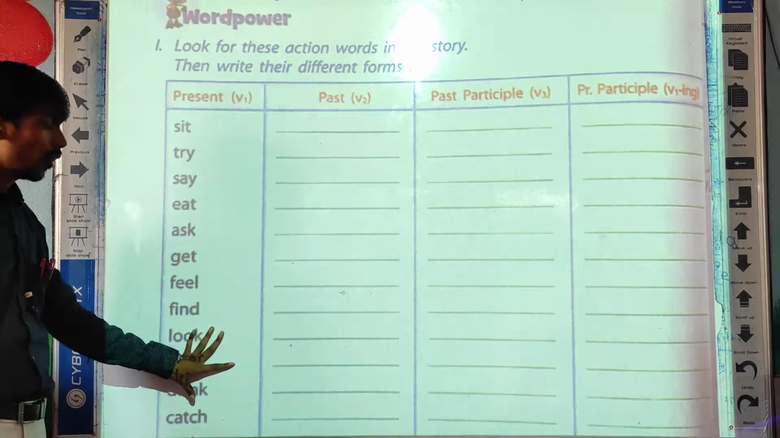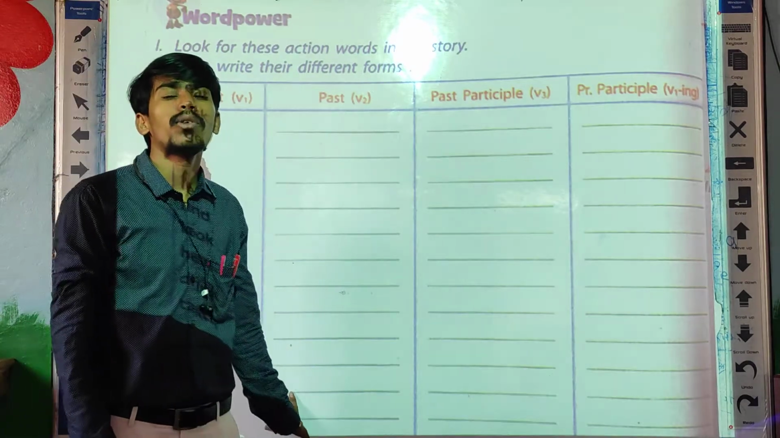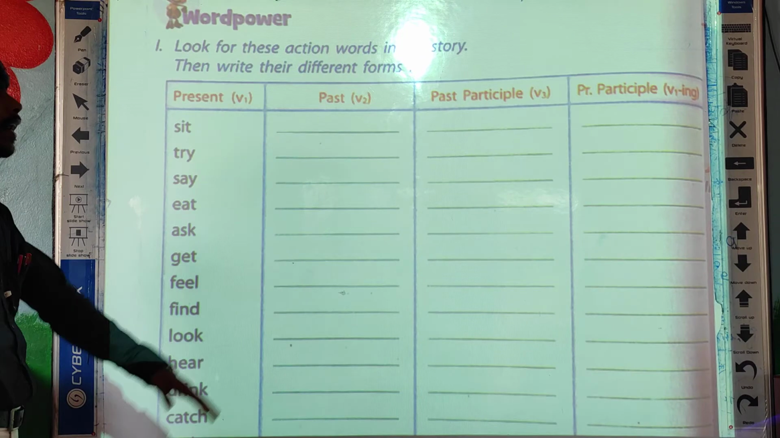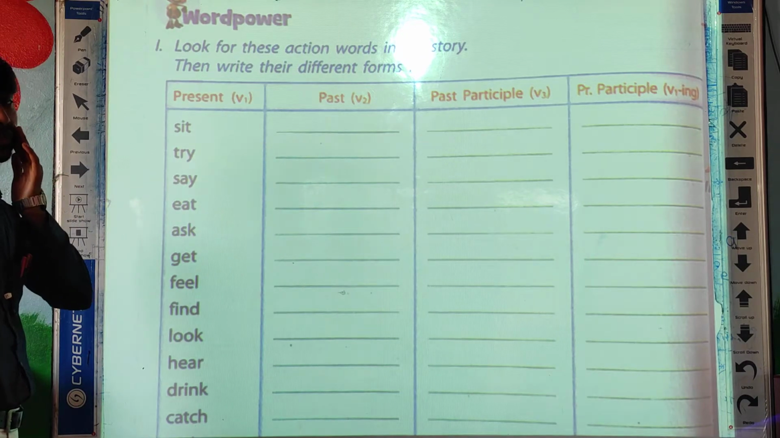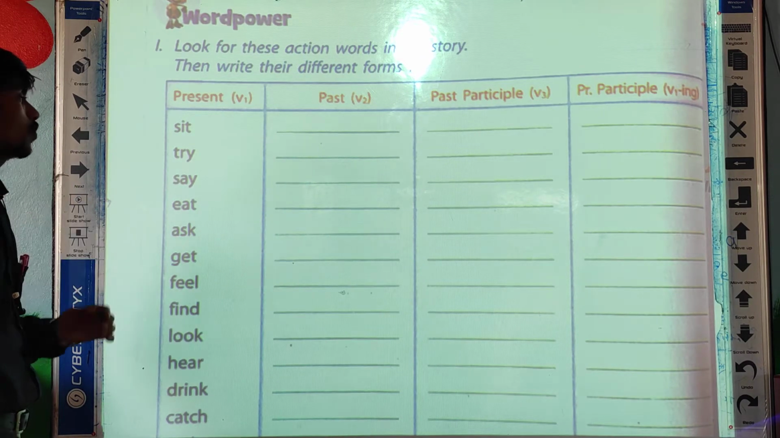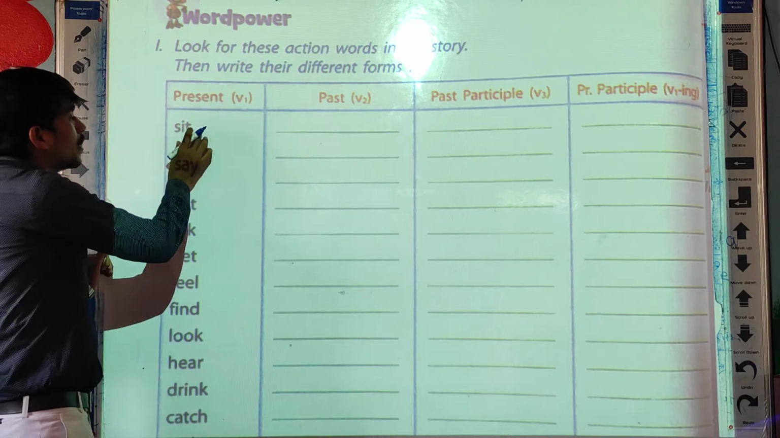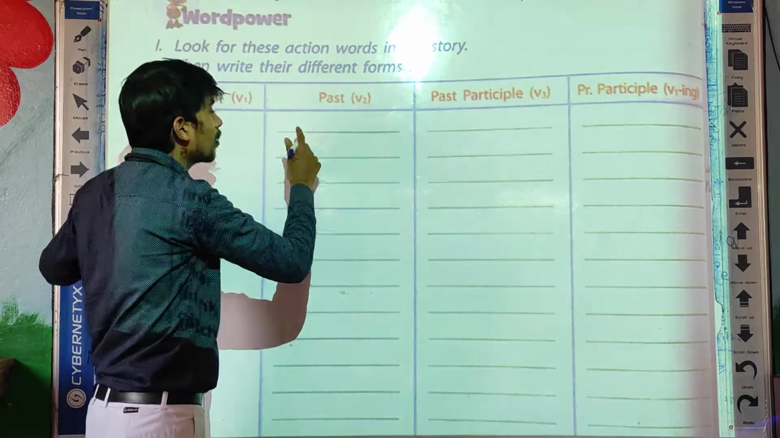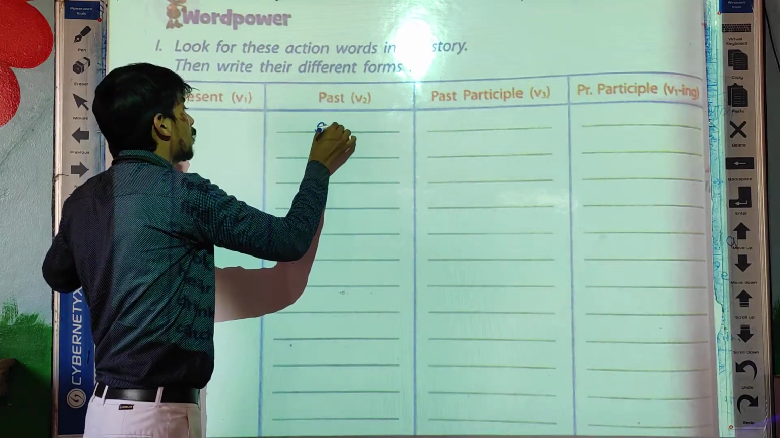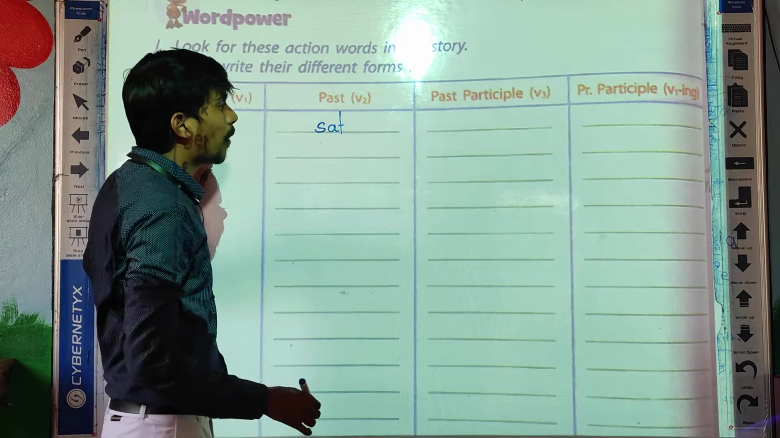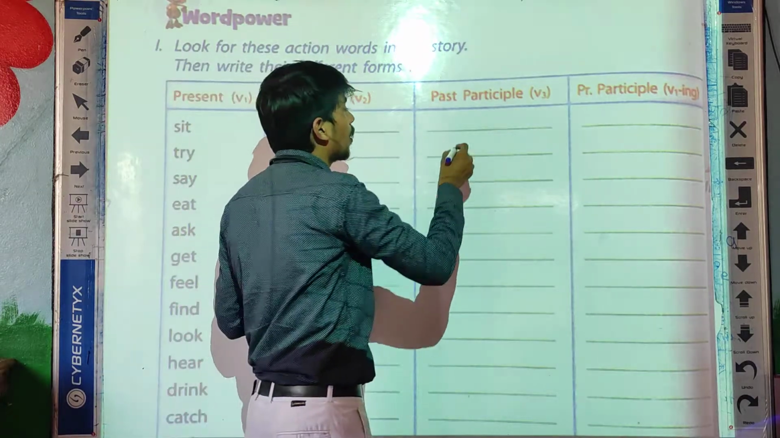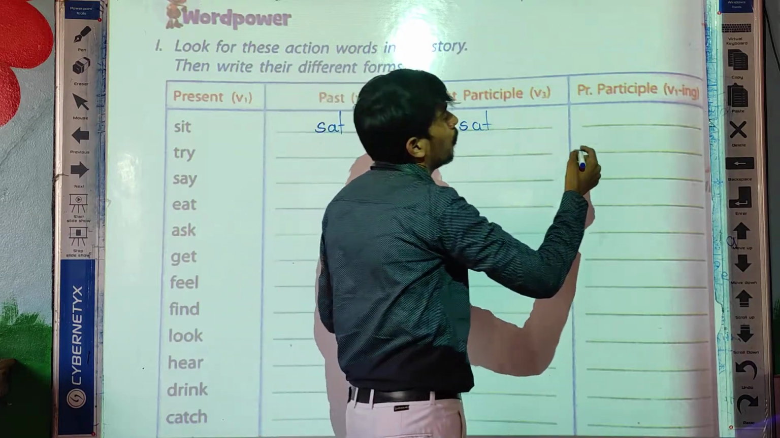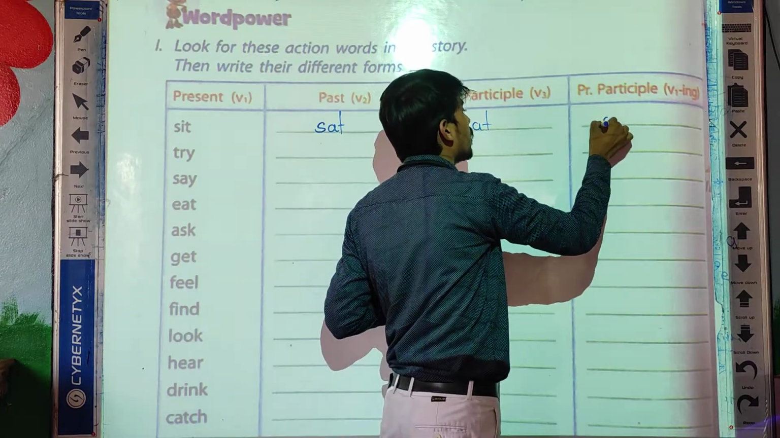Now, what we have to do? I will write these all. You have to memorize all their past participles and present participle forms. Okay, students? So let's write. Now here is the action word sit. Present form is sit. What is the past form of sit? Sat. What is the past participle of sit? Sat only. Sit, sat, sat. And present participle? Sitting.